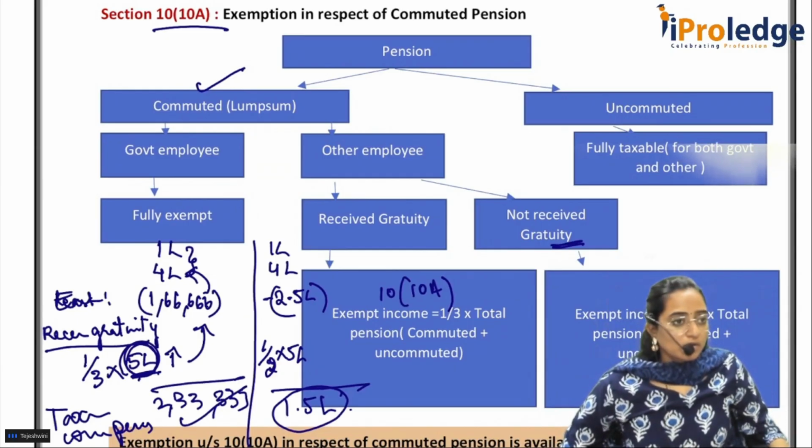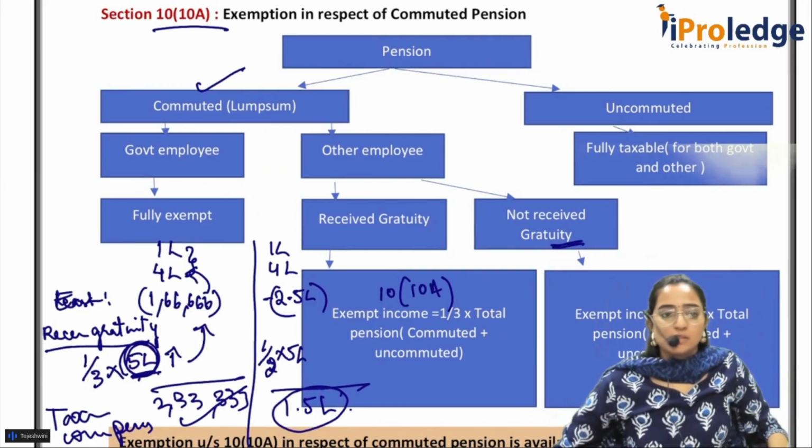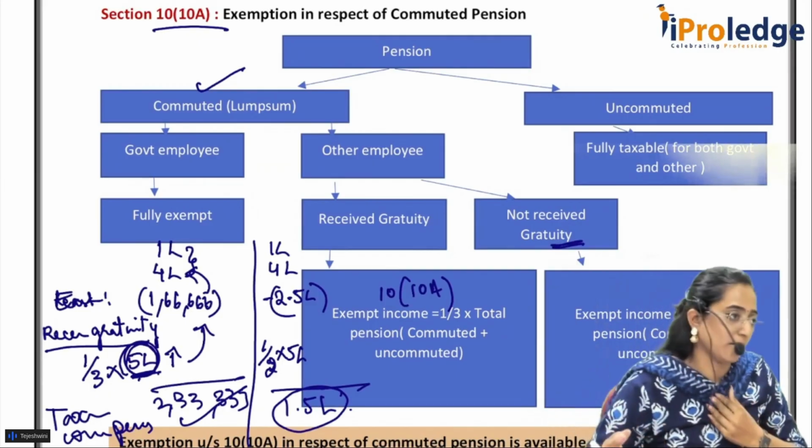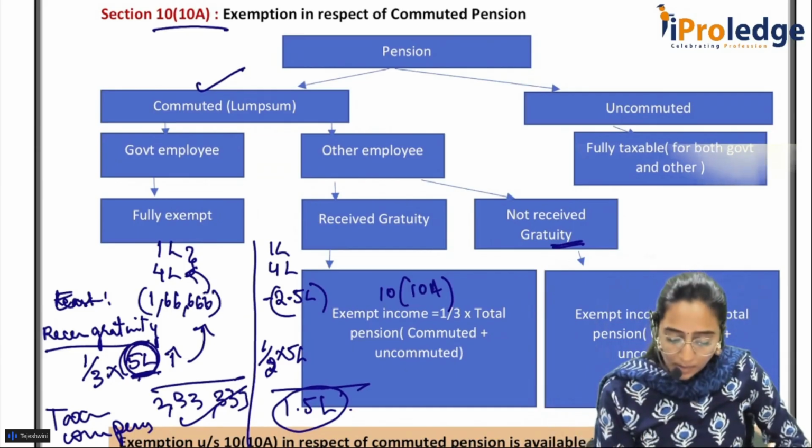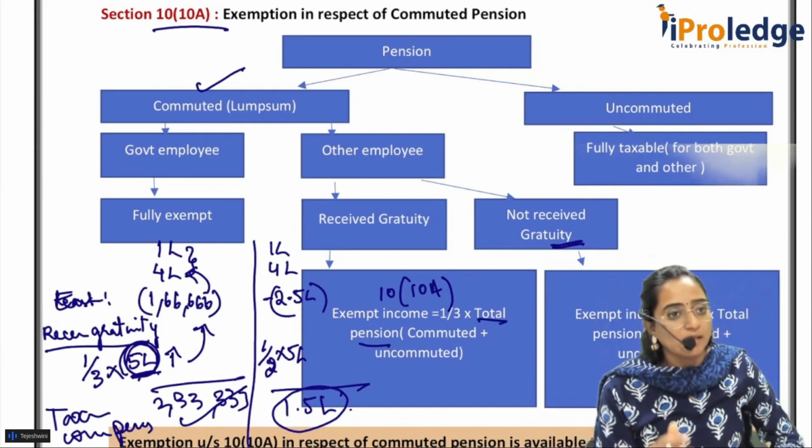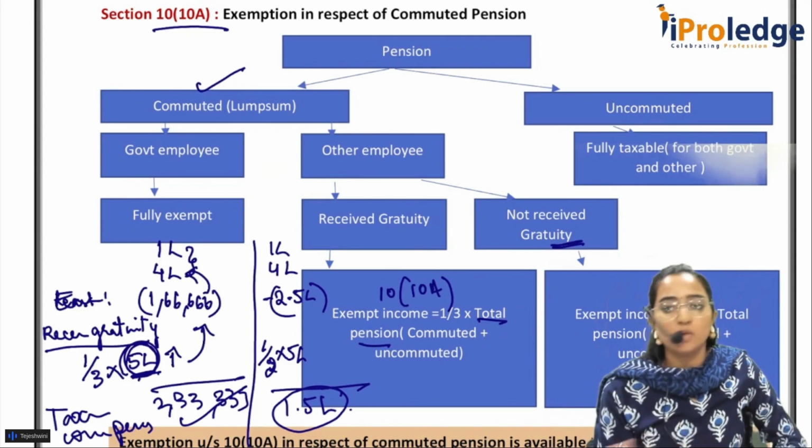Understood everyone? Are you clear? Why have they given gratuity received, not received gratuity point separately? Because they want to give you advantage separately. And remember this point, total pension. Calculation of pension questions are absolutely easy, provided you know 2 points.